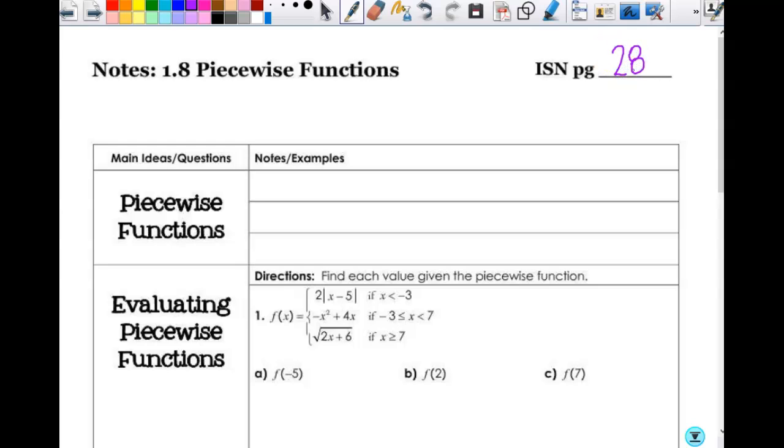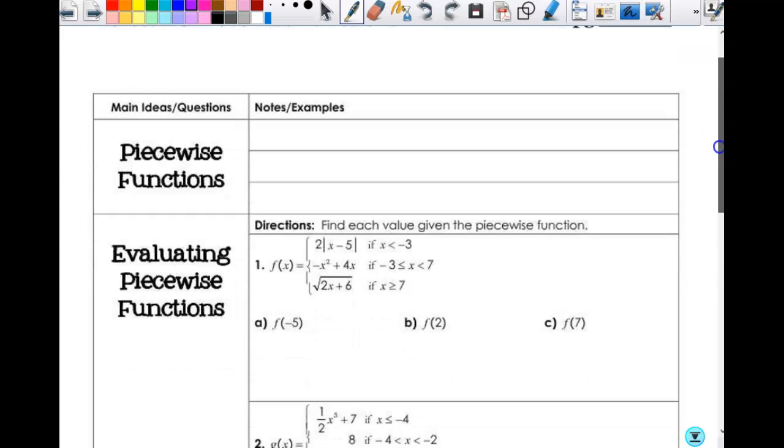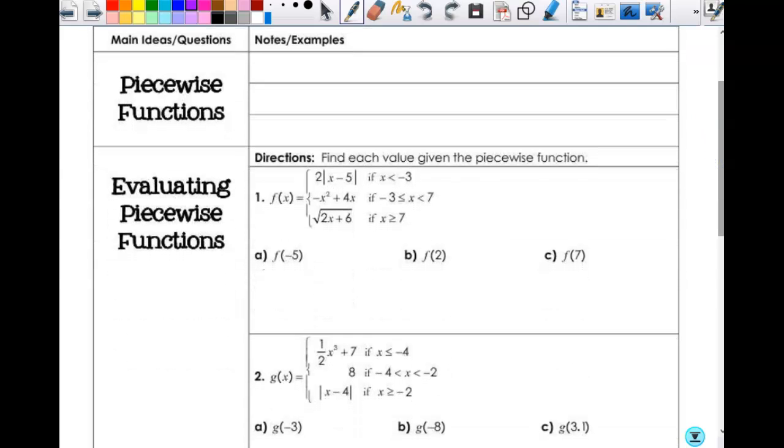We're going to talk about piecewise functions today. If you were in a pre-AP Algebra 2 class last year, you did piecewise functions. If you were not, you most likely did not. So maybe new to you, but maybe a review for some of you. So what are piecewise functions?